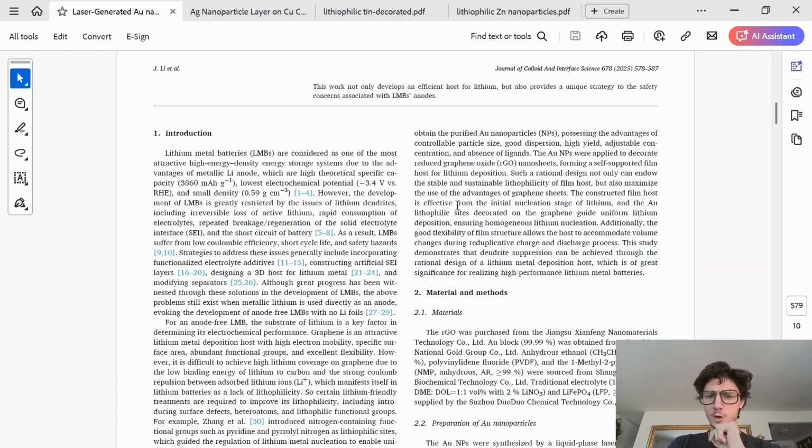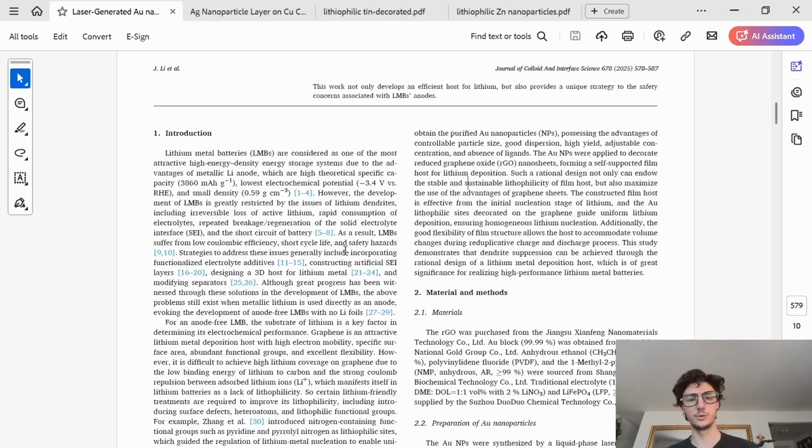The constructed film host is effective from the initial nucleation stage of lithium, and the gold lithophilic sites decorated on the graphene guide uniform lithium deposition, ensuring homogeneous lithium nucleation. Additionally, the good flexibility of the film structure allows the host to accommodate volume changes during the reduplicative charge and discharge process. This study demonstrates that dendrite suppression can be achieved through the rational design of lithium metal deposition hosts, which is of great significance for realizing high performance lithium metal batteries.